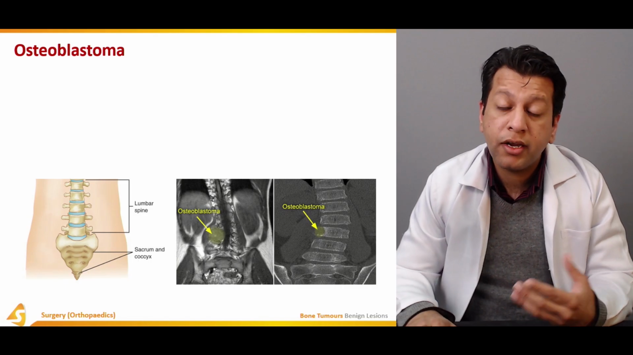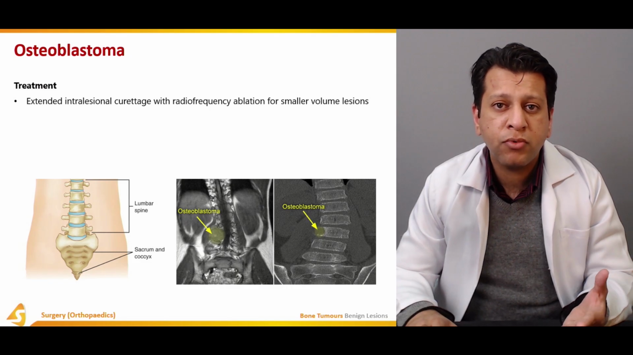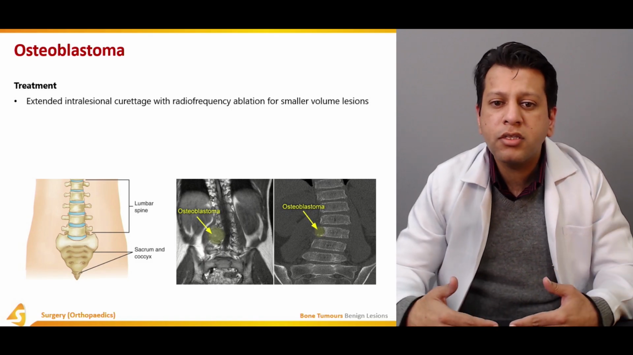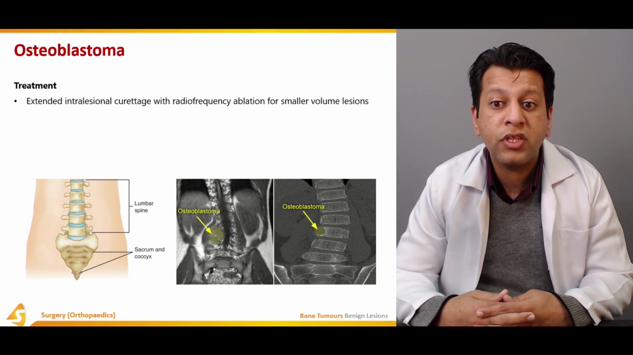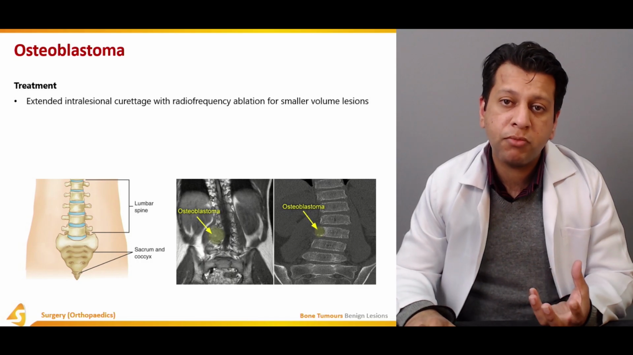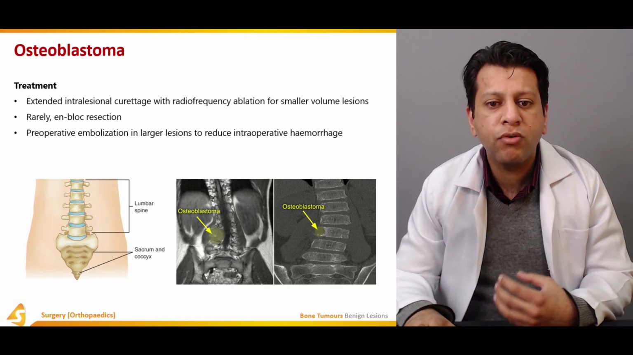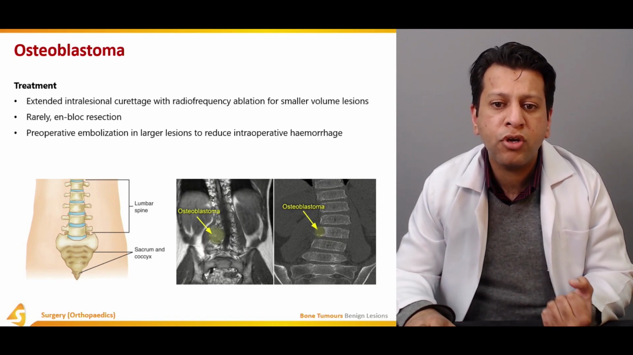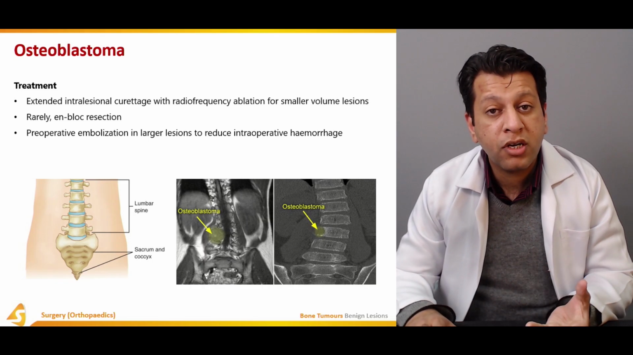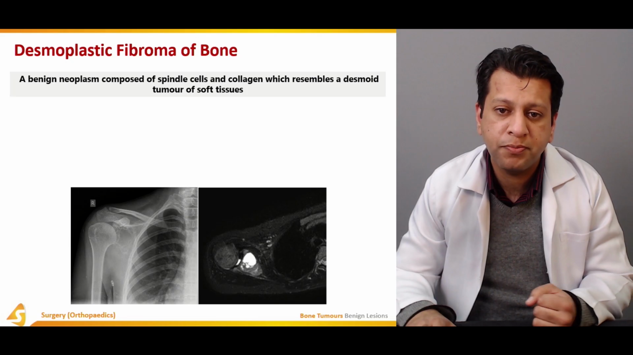So what is the treatment? Again, as we know, it's a benign tumor. If it's not producing spinal instability, then the treatment is extended intralesional curettage with radiofrequency ablation for smaller volume lesions. But if a large volume is present and removing it would produce some kind of spinal instability, then you usually have to go for, rarely, en bloc resection, and pre-operative embolization in large lesions to reduce intraoperative hemorrhage. And post-operatively we may have to think of some kind of spinal fusion so that the spine also gets stabilized.